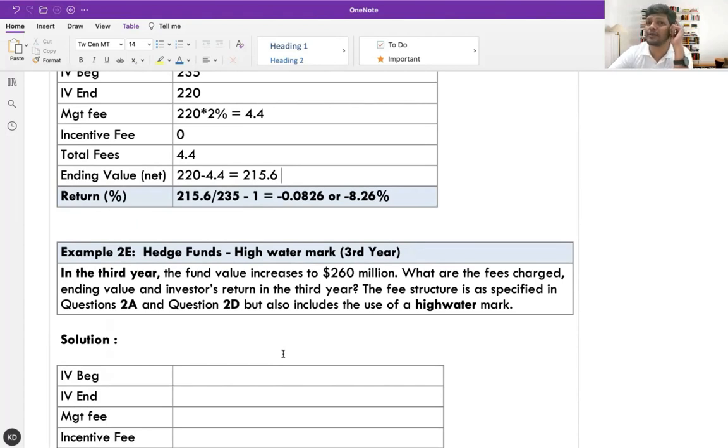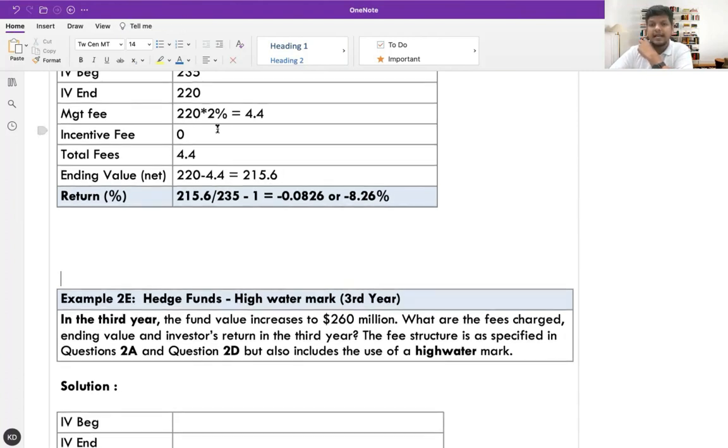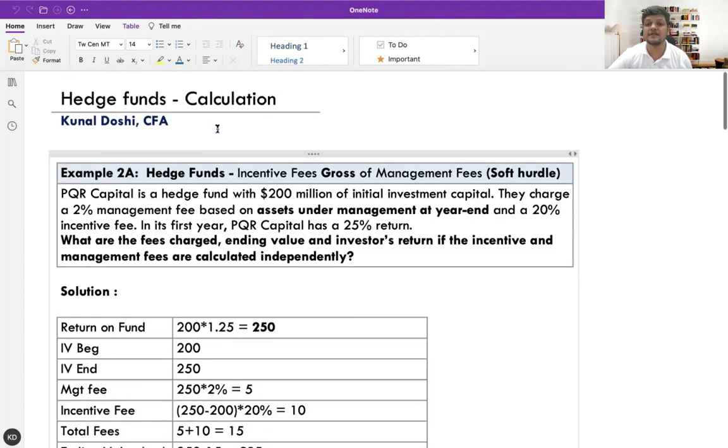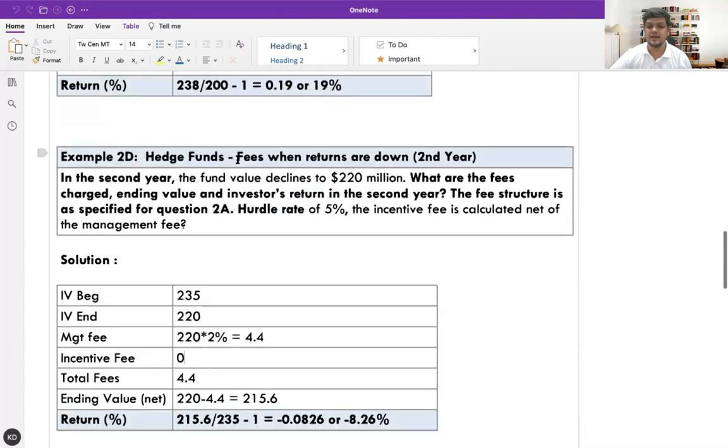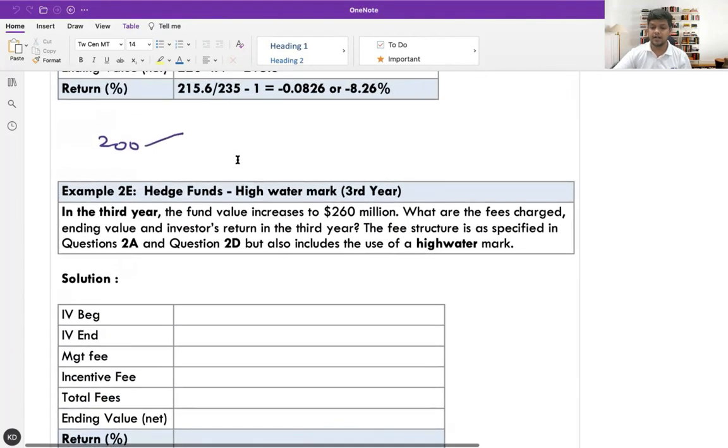Do you recollect what was the high watermark provision? What is the high watermark? If it is above the previous high value, right? High value, yes. Correct. So before I go to the high watermark provision, tell me, what was the value of the fund at initiation? 200. It was 200, right? Yes. Then at the end of the first year, the net value at the end of the first year. Yes, 235, right? So then it went to, I will write 235, correct?